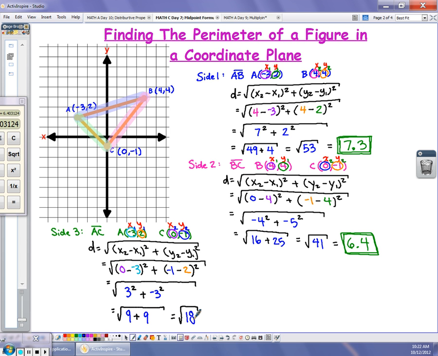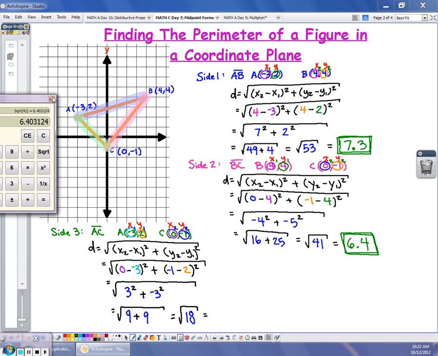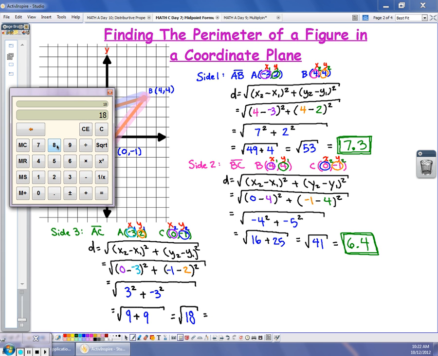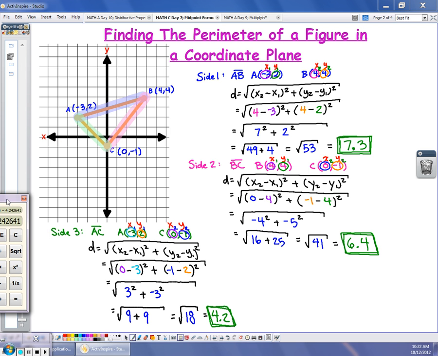So once again, I do need to change it into decimal form, so I'll pull out my calculator one more time. The square root of 18 is going to give us 4.2. So what we just found are the distances of all three sides. And in order to find the perimeter, what we need to do is add them.